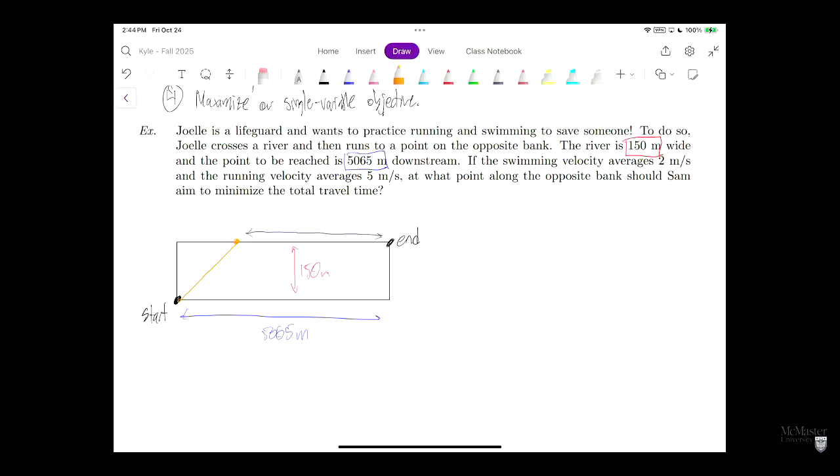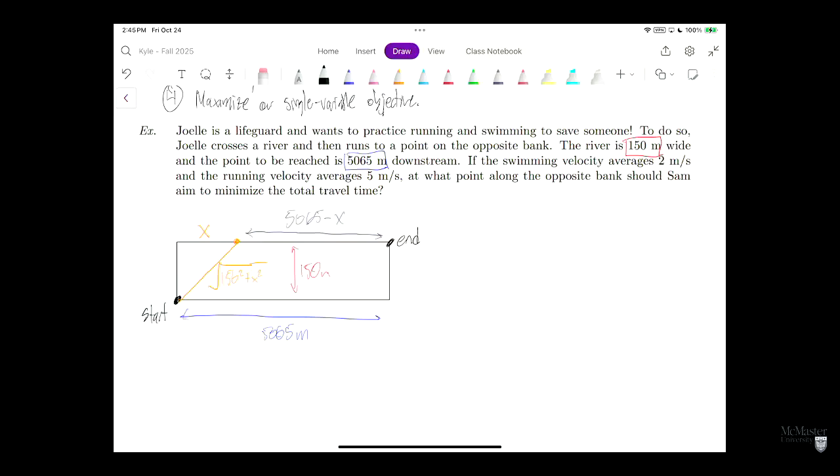Is everyone comfortable with how we've defined all of these problems so far, this drawing? This is our real-world modeling of the scenario. Let's look at the point on the opposite bank. That's what we're trying to solve for here. The point on the opposite bank, we'll call it x. In this case, this region here is 5,065 minus x. And this orange distance here, how far is that? Well, by the Pythagorean theorem, this is going to be the square root of 150 squared plus x squared. Now we can start writing our objective and our constraint.